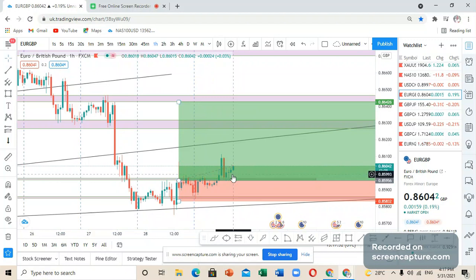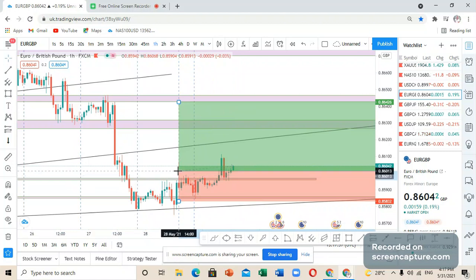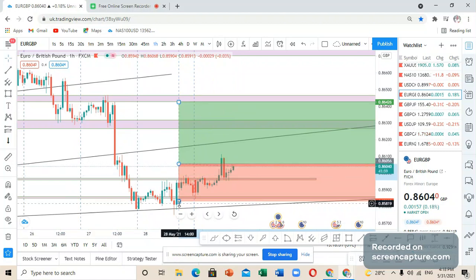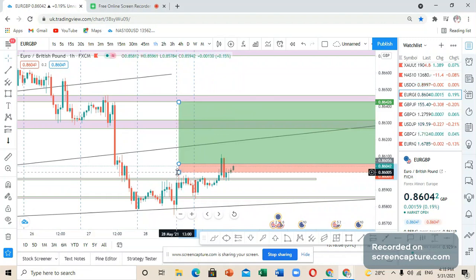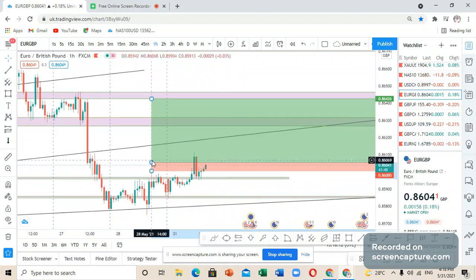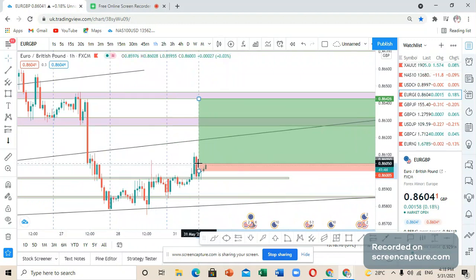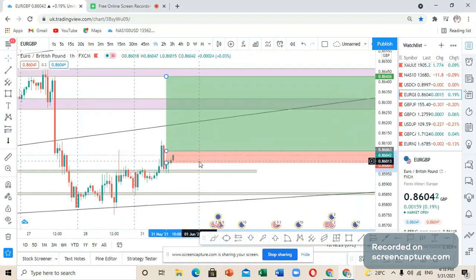So let me do this. I'll be placing my trade right above there. Then I'll be placing my stop loss just below, because I'm expecting the markets to, yeah, I just place my trade at that position.